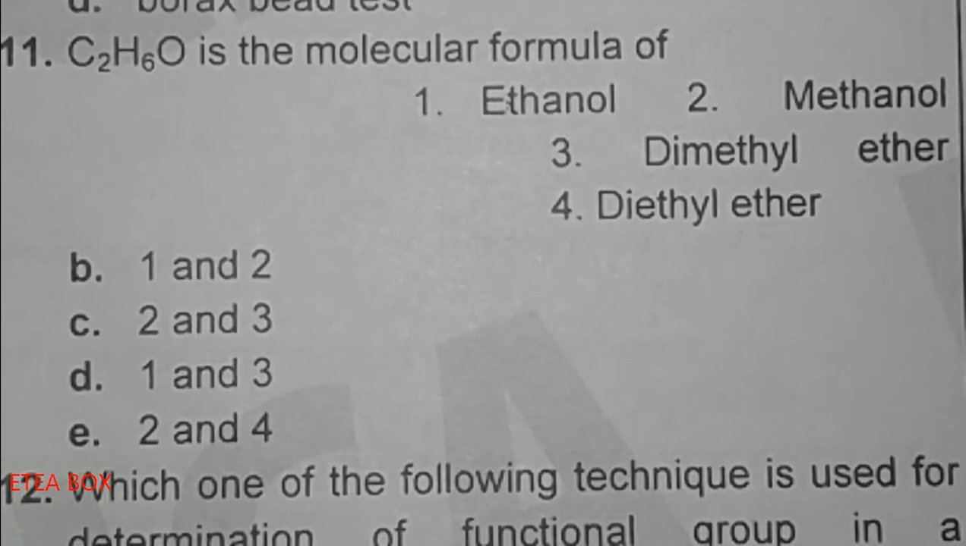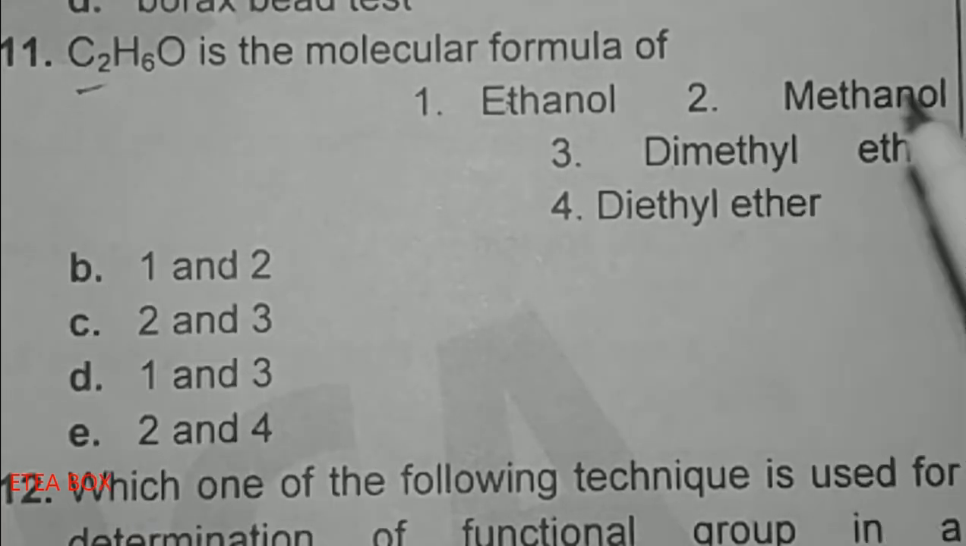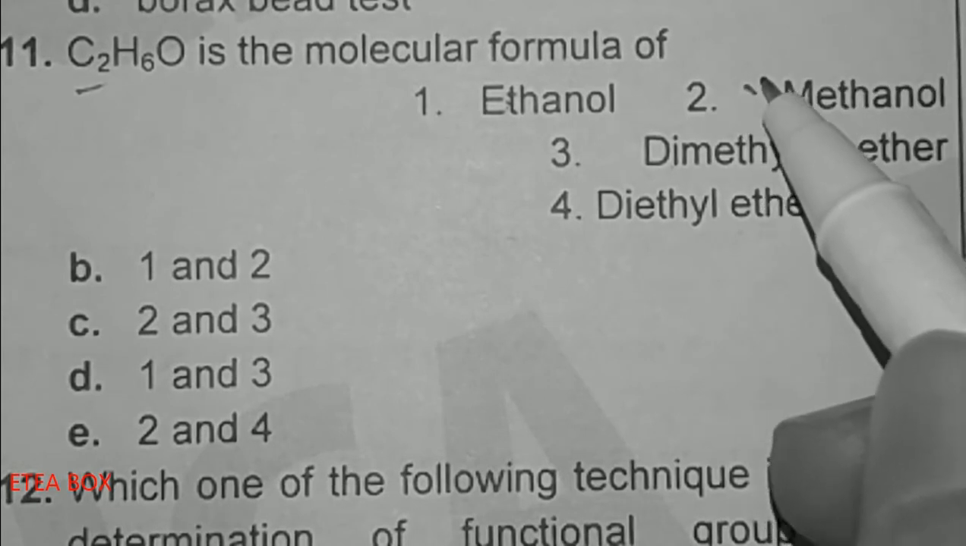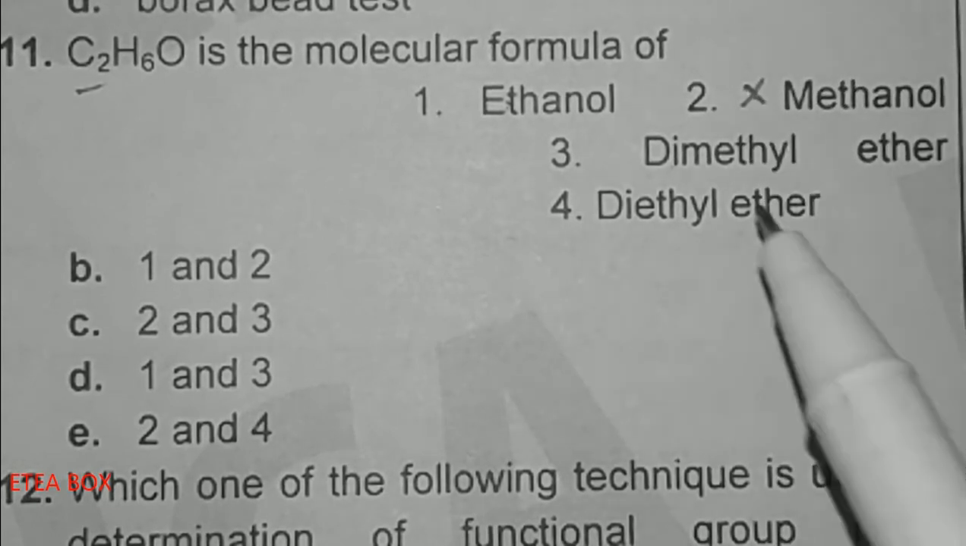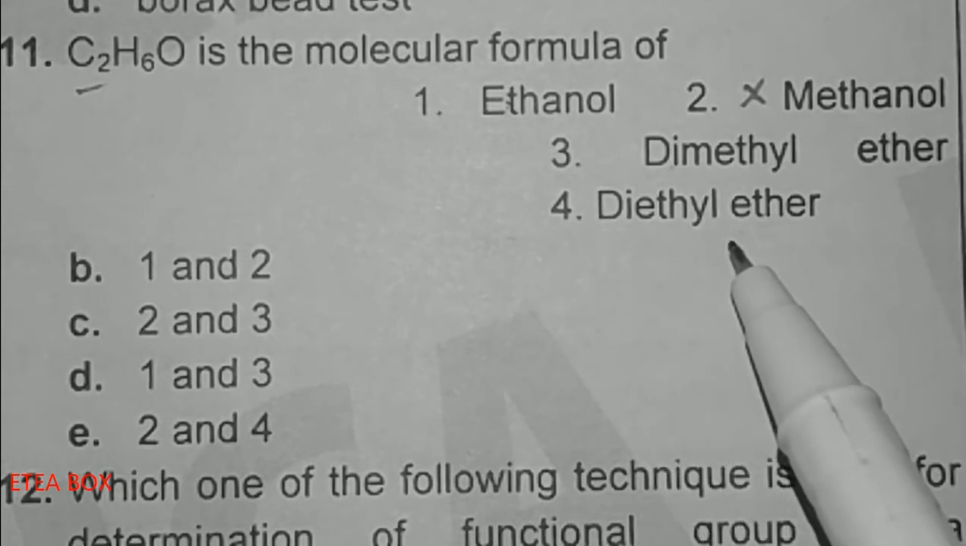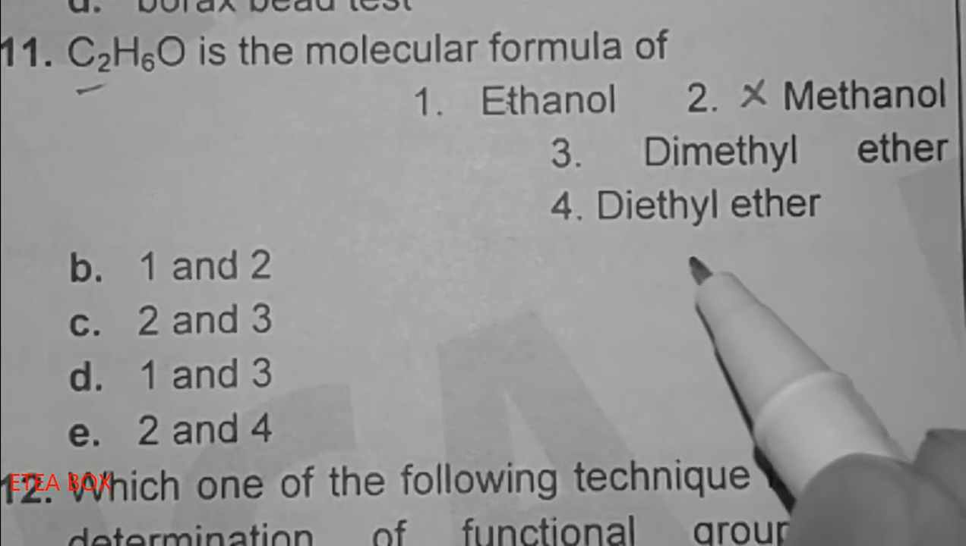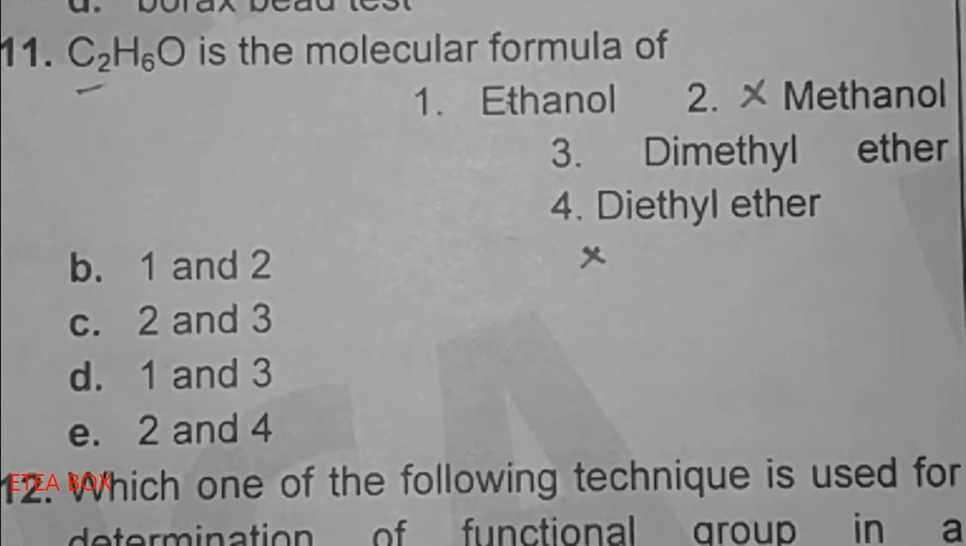C2H6O is the molecular formula of ethanol, methanol, dimethyl ether and diethyl ether. So this is very simple. Look at here, there are 2 carbon atoms, so it means that these 2 are incorrect. This one is incorrect because methanol has 1 carbon. And diethyl ether is also incorrect because it contains 4 carbon atoms.